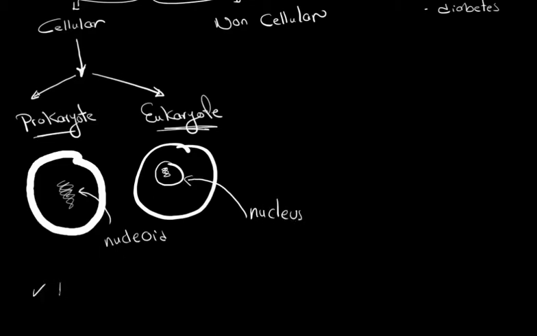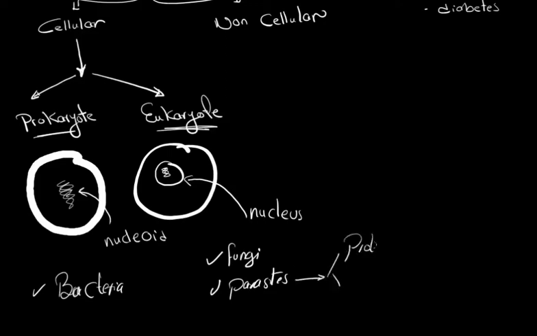An example of prokaryotic cells: bacteria. Bacteria are prokaryotes. They have prokaryotic cells, while fungi and parasites are eukaryotes. Parasites can be further classified into protozoa and helminths. Protozoa are like amoeba, and helminths.